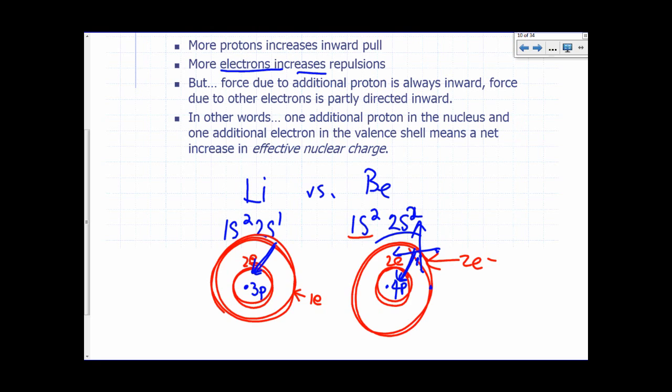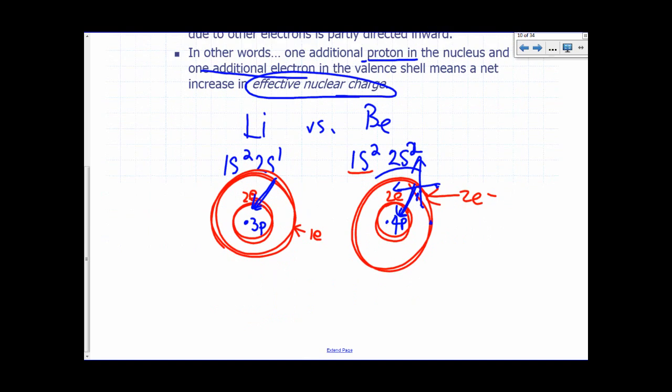So the shielding due to the other electron is not going to be complete. Right? So we say that the charge of the nucleus is only partially shielded by the other electrons. So 1 additional proton in the nucleus and 1 additional electron in the valence shell simply means there's a net increase in the effective nuclear charge, because that additional proton is not going to be fully shielded by the additional electron. So going left to right, you're going to have an increasing effective nuclear charge.